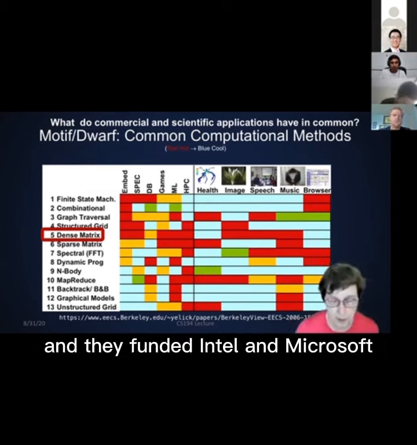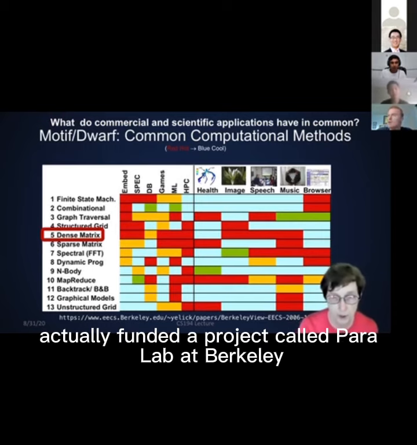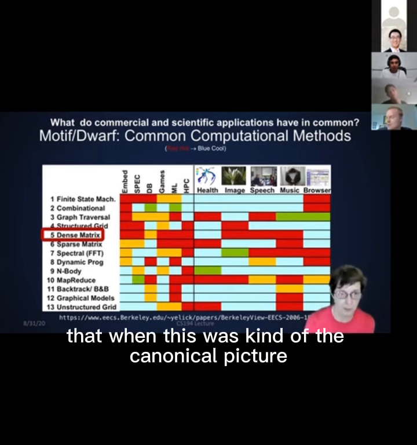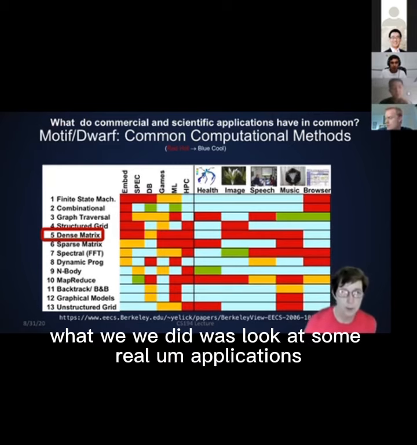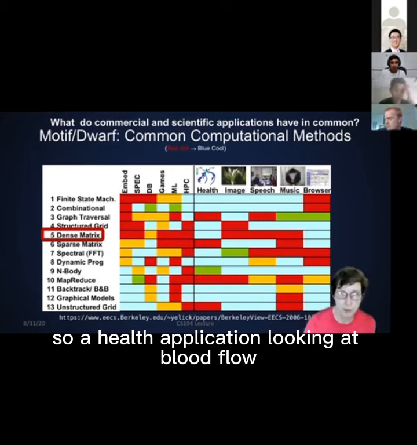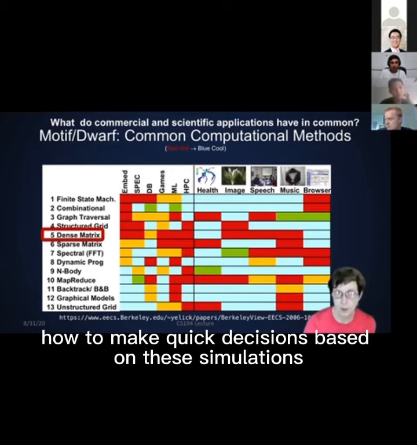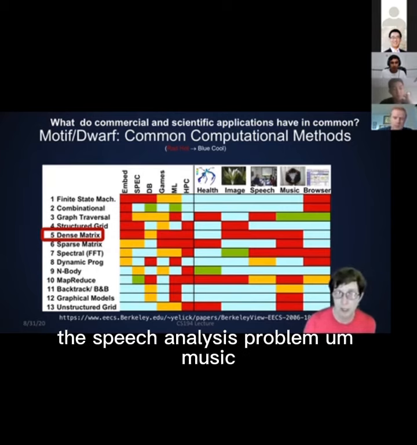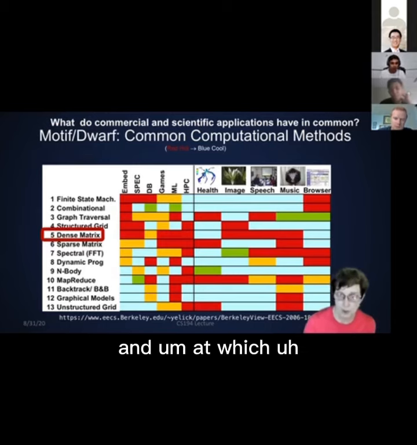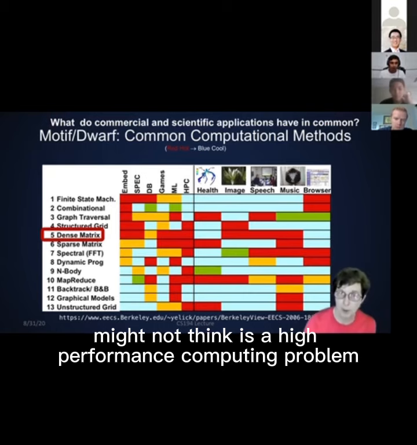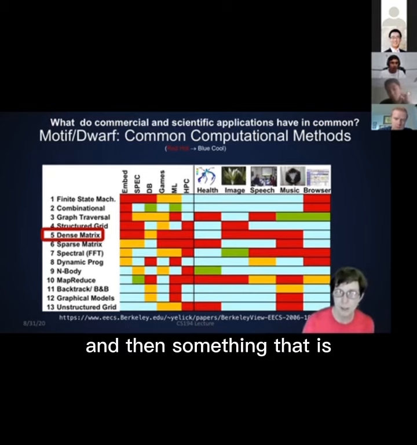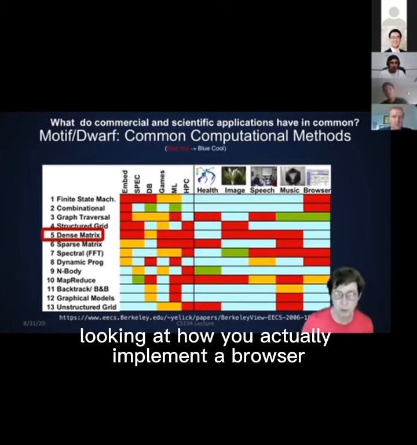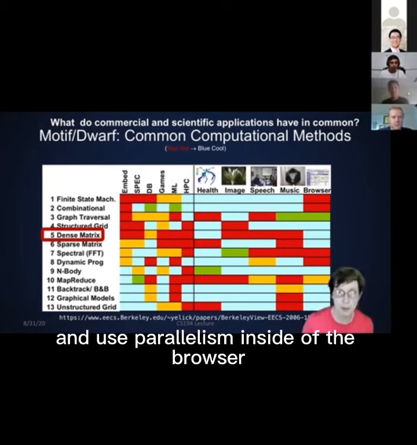And they funded, Intel and Microsoft actually funded a project called Parlab at Berkeley, and this was kind of the canonical picture. What we did was looked at some real applications. So a health application, looking at blood flow in the arteries and how to make quick decisions based on these simulations, an image analysis problem, a speech analysis problem, music, which you might not think is a high performance computing problem, but actually turns into one. And then something that is looking at how you actually implement a browser and use parallelism inside of the browser.